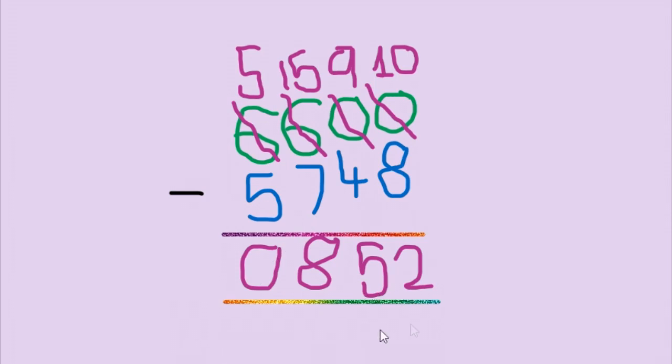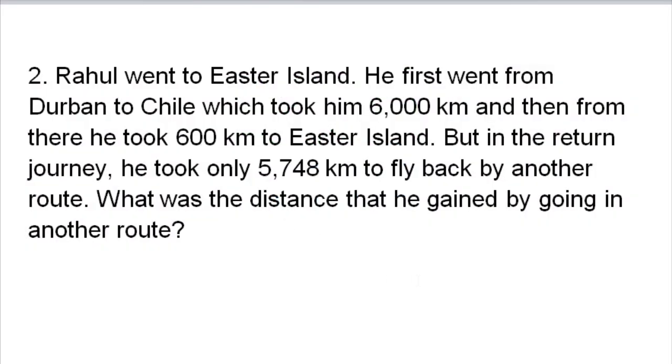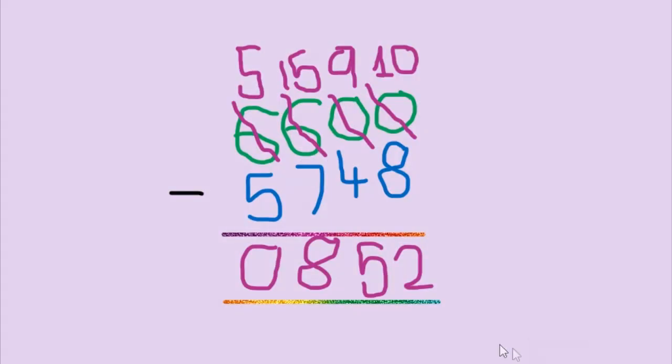So the distance that he gained was 852 kilometers. Or they may ask in another type of question how much distance he gained in kilometers. So you have to say 852 kilometers. Or they may say, what was the kilometers that he gained? It would be 852 again.